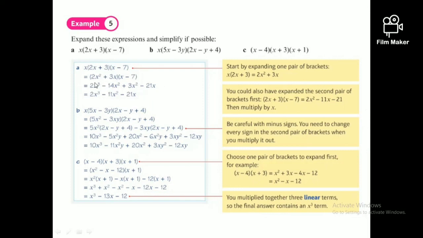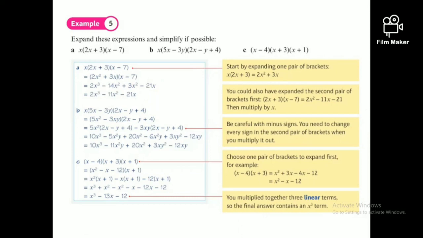Now see whether there are similar terms. x cubed terms, only this. So you can just write 2x cubed. Then x squared terms. Minus 14x squared plus 3x squared turns up to minus 11x squared. Minus 14 plus 3 is minus 11. Then minus 21x. There are no other similar x terms over here. So your final answer becomes 2x cubed minus 11x squared minus 21x.